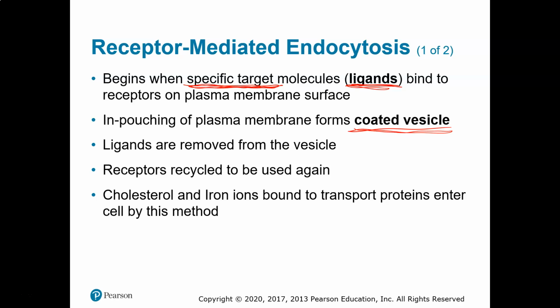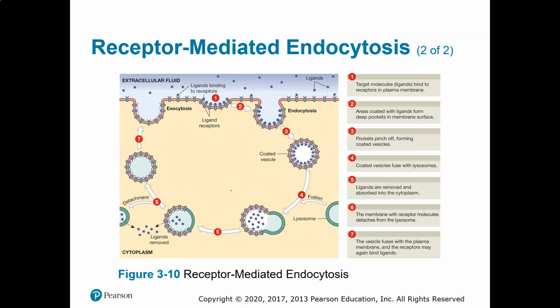And then the ligands are removed from the vesicle and the receptors are recycled to be used again. The ligands come into the cell. Two substances that are transported by receptor-mediated endocytosis are cholesterol and iron. And this shows you how the process works. You see the receptors on the plasma membrane surface. The ligands are these little round purple molecules. They're binding to the receptors here, and you can see the in-pouching or in-folding of the plasma membrane, and it finally pinches off, and now you have the coated vesicle.